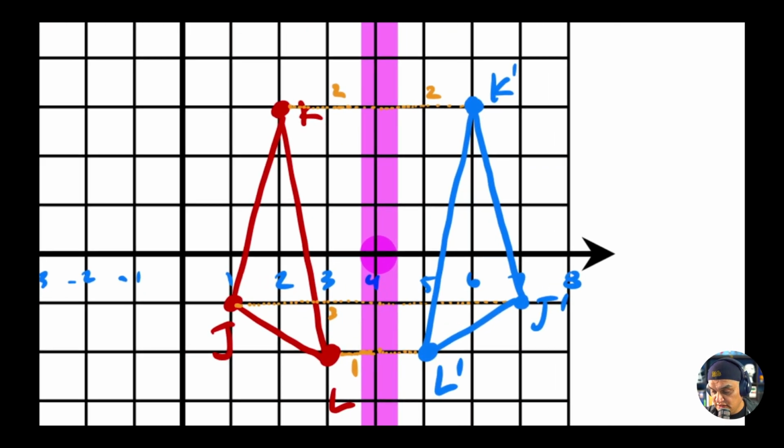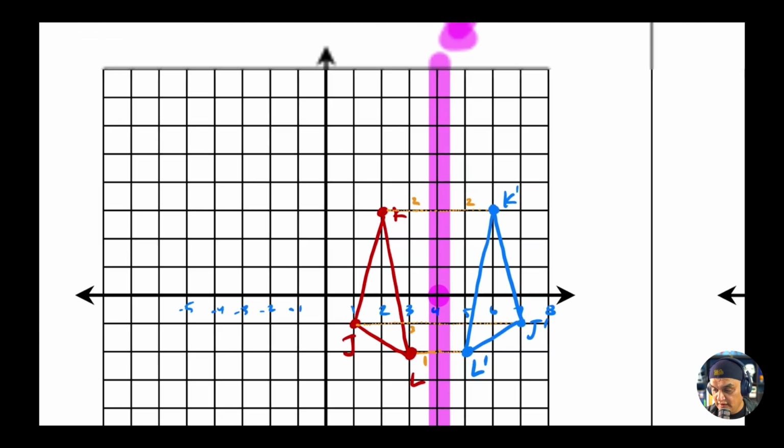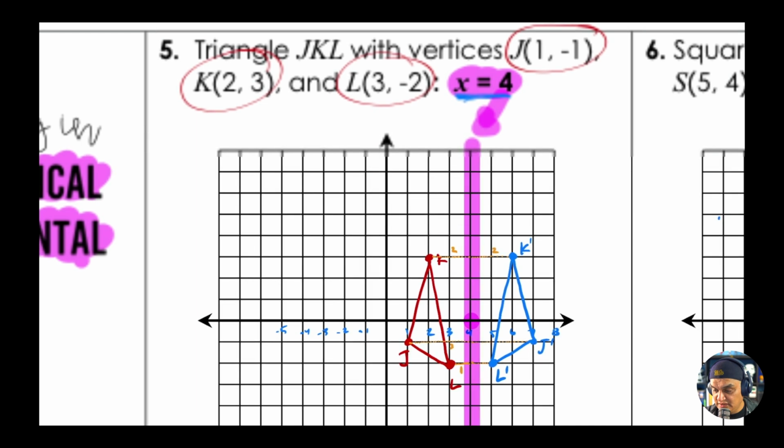Okay, and these orange lines that I'm drawing, they're just showing you the distance. This is 2 units, so it has to be 2 units on the other side. This is 3 units on this side of the mirror, so it has to be 3 units on this side of the mirror. This is 1 unit on this side, that has to be 1 unit on that side. Okay, I'll give you a couple minutes to copy this down.